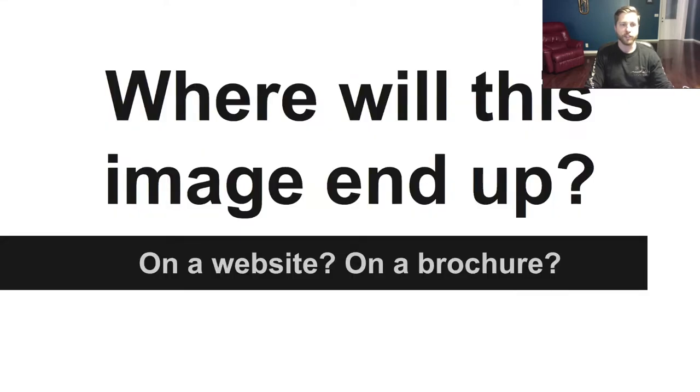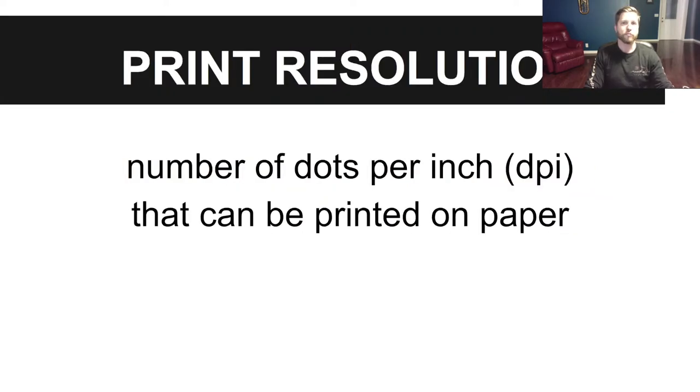And so that's a big question you have to ask yourself: where will this image end up? There's really one of two places it will end up: in a digital format, like on a website or in an app, or in a physical format where it's printed, like on a brochure or a card. So we're going to focus mostly on the digital side of things, but you do have to think about where this digital image will go. So first we're going to talk about print resolution.